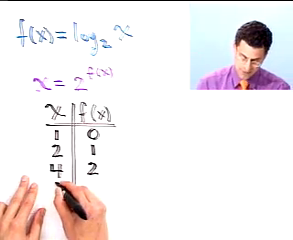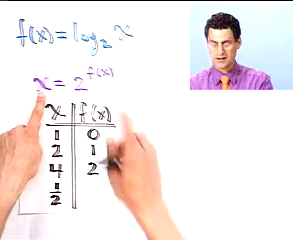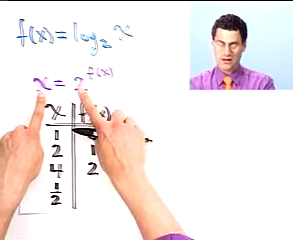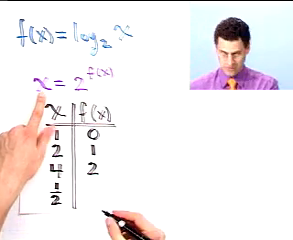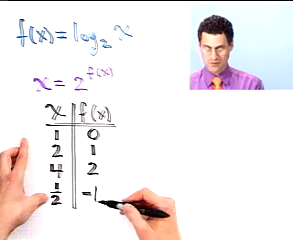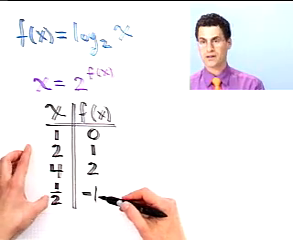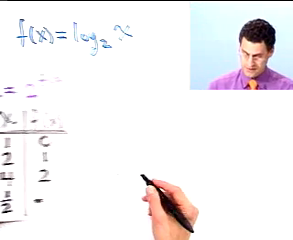But let's try some small values. For example, what about 1/2? If I put a 1/2 in here, what would this function have to be? 2 to what power equals a half? Well, 2 to the minus 1. So in fact, this is negative 1. And 1/4 would be negative 2, and so on. So let's start to put this together and see if we can get an accurate picture for this.